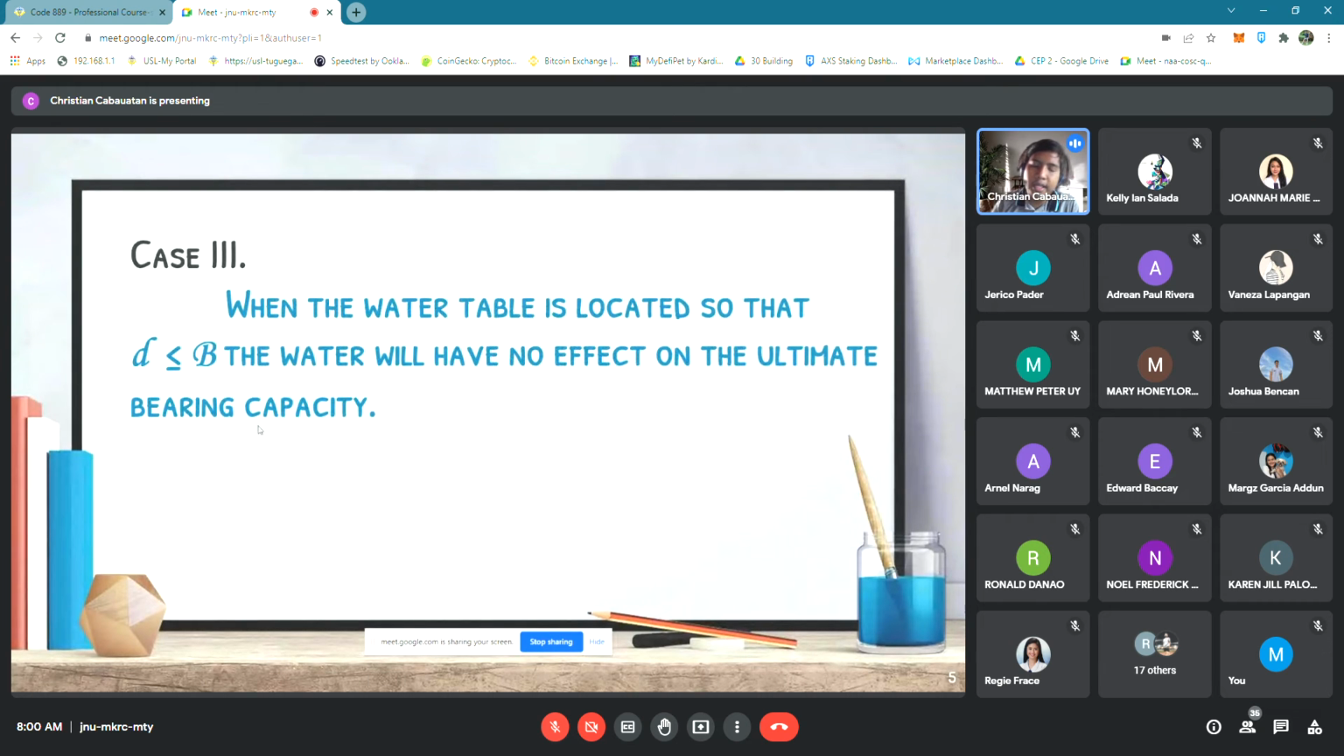For case 3, when the water table is located so that the depth of the groundwater table is greater than or equal to the width of the footing, the water will have no effect on the ultimate bearing capacity. Okay?